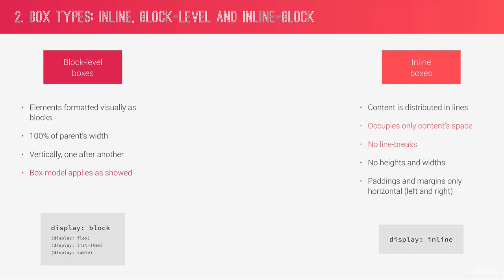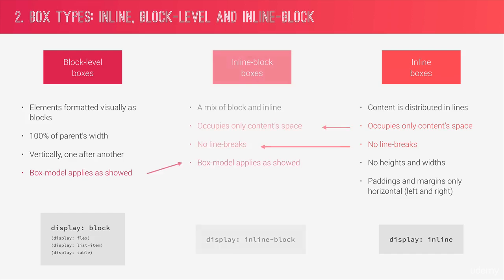Now, about the box model, things work a bit different in inline boxes. First, the height and width property do not apply, which means that we cannot use these properties here. And second, we can only specify horizontal paddings and margins on inline elements, so only on the left and on the right side. That's the way the box model works on inline elements. So of course this has some serious limitations, and in order to overcome them, there's another type of box, and that's the inline block box.